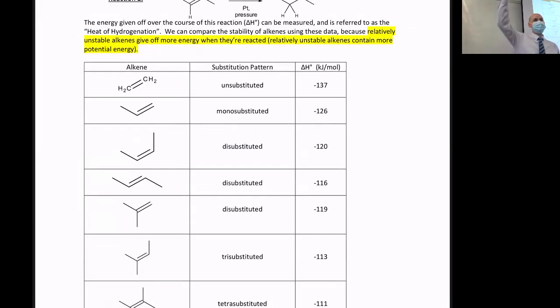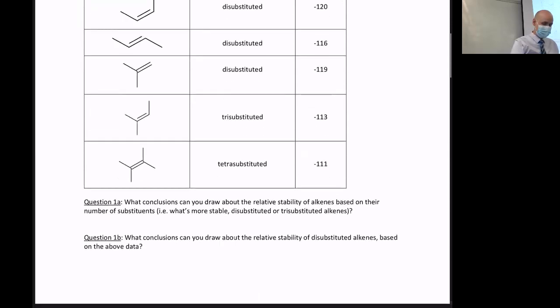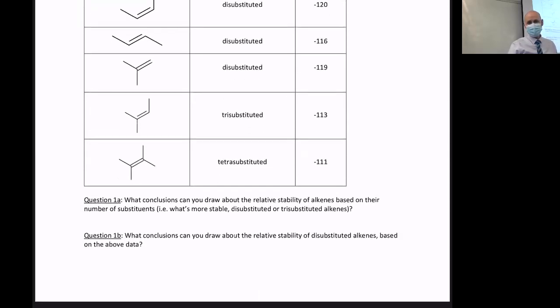Correct, less stable. Think of them starting off at a higher point, so they've got farther to go to get down to alkane. So an alkene with a very high potential energy is very unstable, and this number being negative means how much energy it gives off to go down to alkane. Everybody good on that? All right, so unsubstituted alkenes are very unstable relative to other alkenes. And then tetrasubstituted on the flip side at -111 are significantly more stable. And then they just kind of go in between.